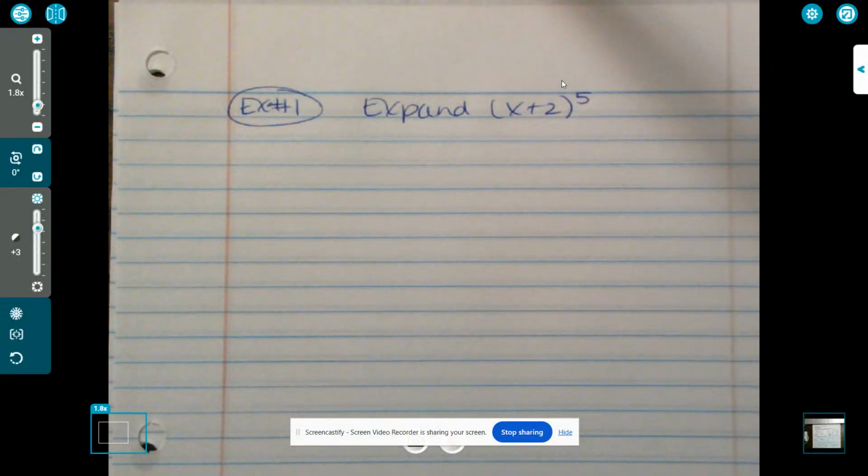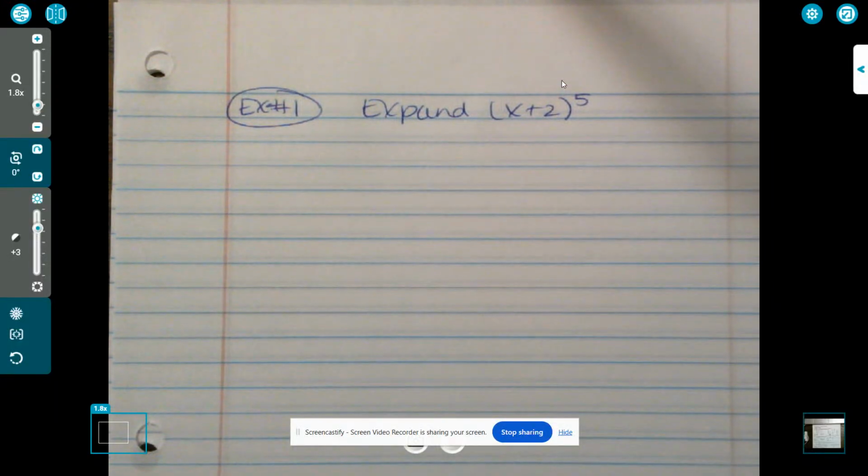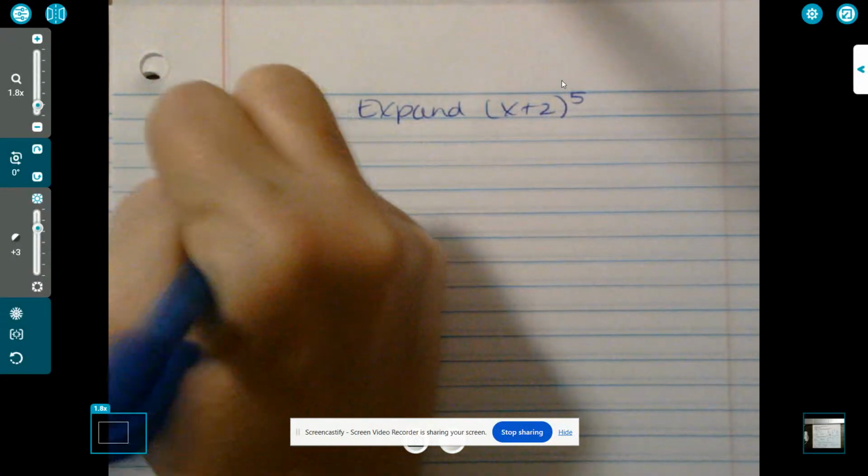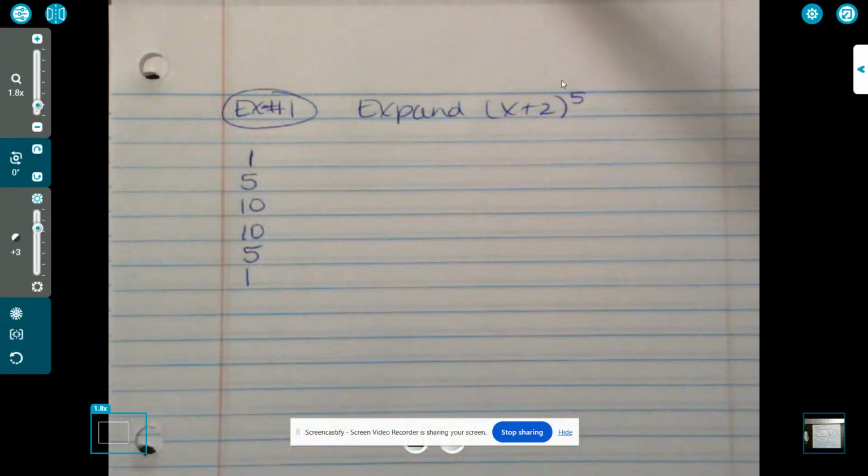Okay, so again, I work vertically just because for me it's easier. Obviously, I'll write my answer as just a horizontal answer, but I do work vertically because I think it is easier. Okay, so if I go to the 5th row, my numbers were 1, 5, 10, 10, 5, 1. So that's the first thing I'm going to write. 1, 5, 10, 10, 5, 1.